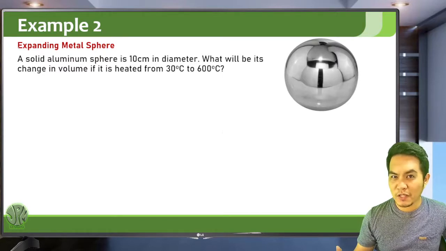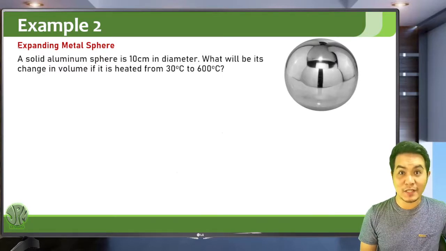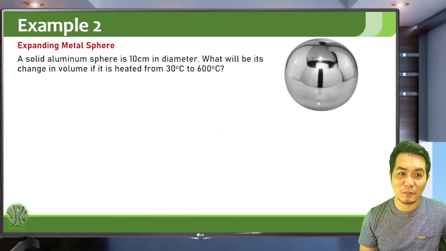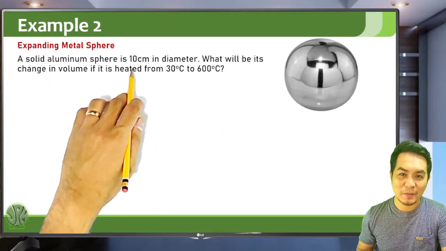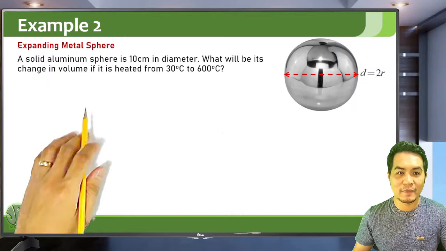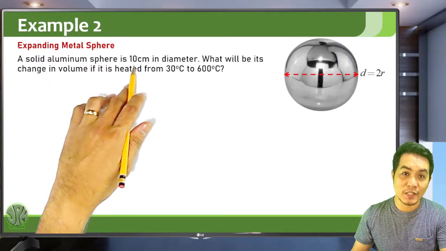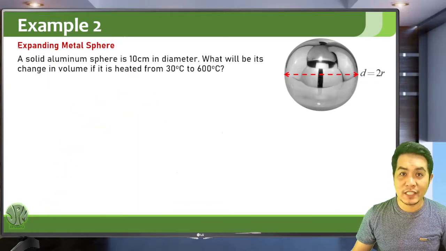Before we can use the formula for volume expansion, we first need to know the initial volume of our aluminum sphere, because we are only given the diameter. The diameter of a circle or a sphere is twice its radius. So if the diameter of this sphere is 10 centimeters, its radius is one half of this, which is 5 centimeters.